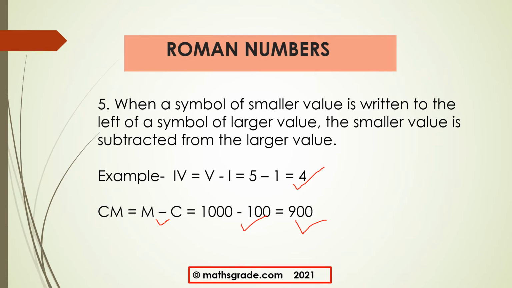So when the larger value is written to the right side of the smaller value, then we have to subtract the smaller value from the larger value. IV is V minus I, CM is M minus C. When a smaller value is written to the right side of the larger value, then we have to add the values of those symbols. But when the larger value is written to the right side of the smaller value, then we have to subtract the values of those Roman numerals.